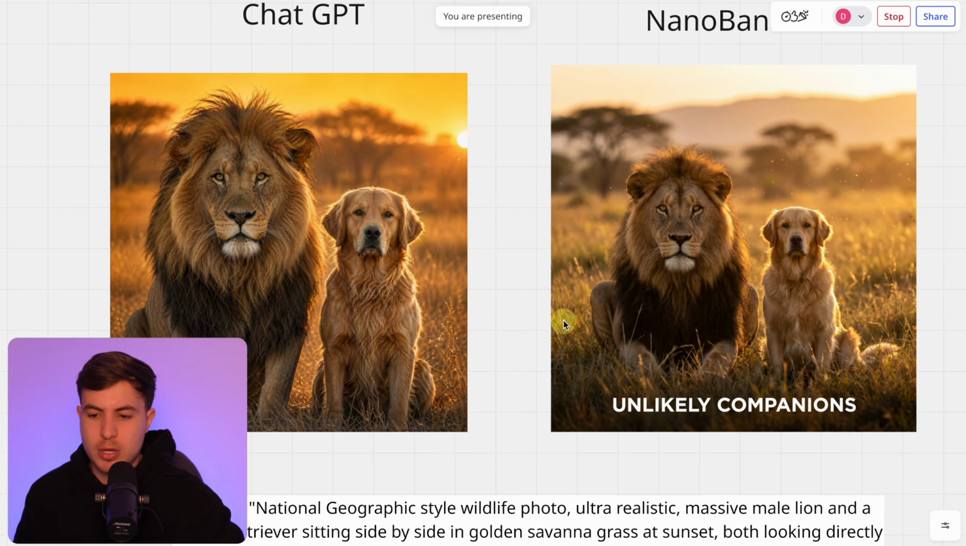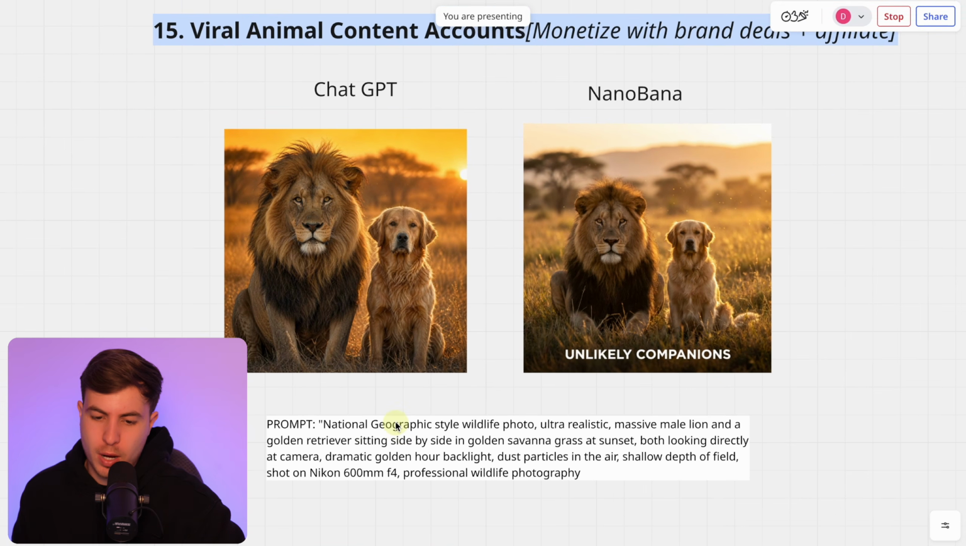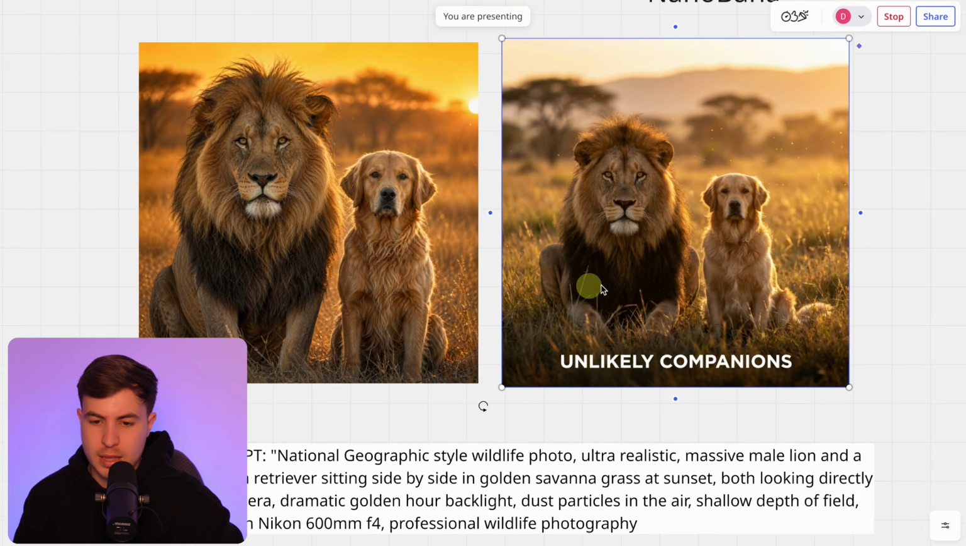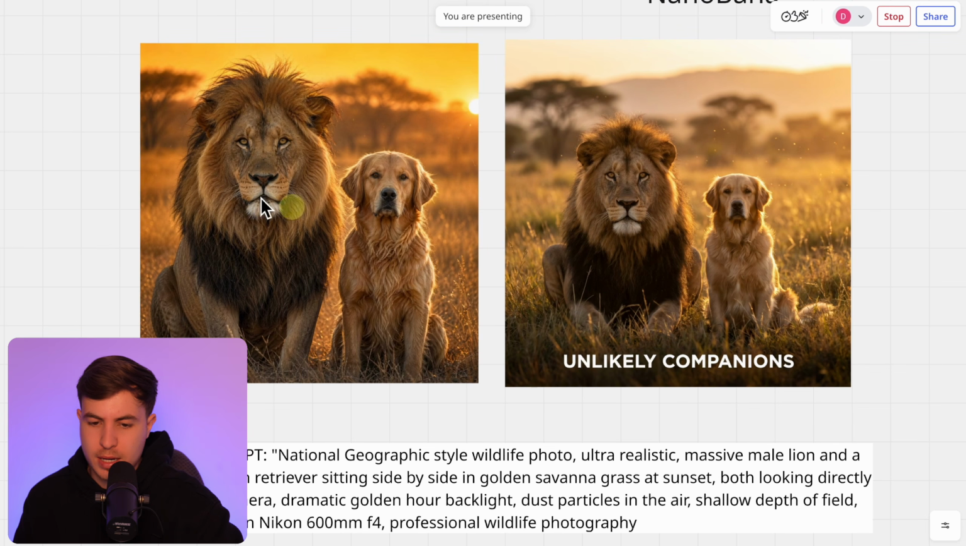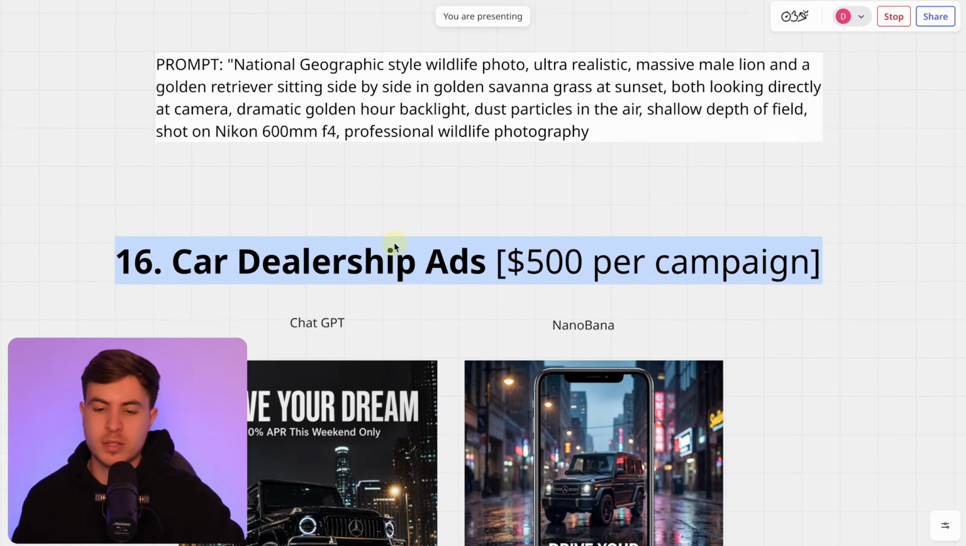But to actually look at the image, I think this is another one where Nano Banana may have beat GPT. But the prompt was National Geographic style. I like this one to the right better than the left. I think this looks more National Geographic than this one, only because it has the text and everything. But if you actually look at this image, it almost looks so real that it's fake. The next one is car dealership ads.